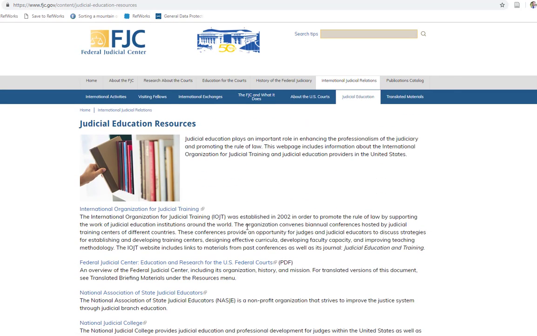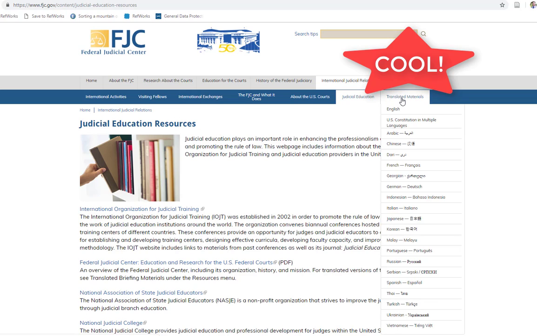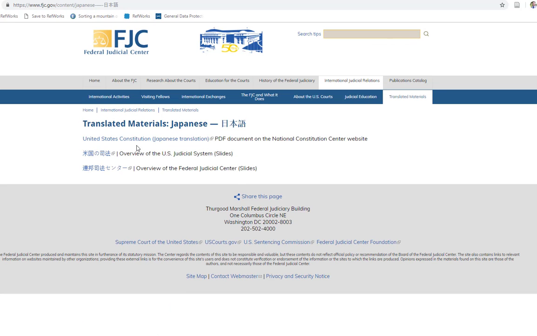The coolest thing about this website, though, for this class is this tab here called Translated Materials. Because the Federal Judicial Center has a mission to acquire information about foreign judicial systems, they are making an effort to translate their documents into one of 19 languages. Each country has a tab that you can click on, but they don't have all of the documents in there. For example, the Japanese tab only has 3 documents. They have a United States Constitution, which is translated into Japanese. Then they have an overview of the judicial system, and then an overview of the Federal Judicial Center.